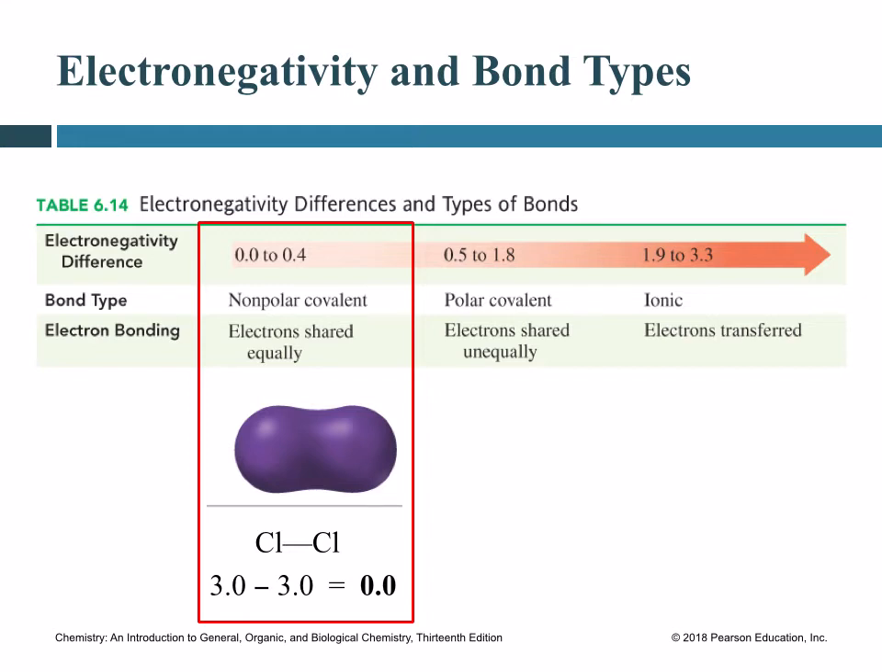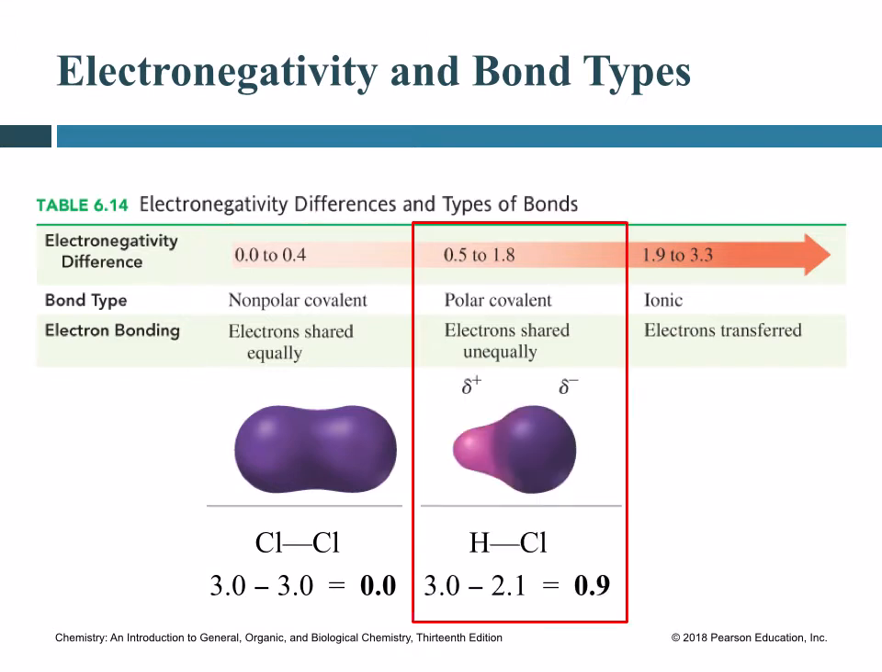When the difference in electronegativity between bonding atoms is from 0.0 to 0.4, the bond is nonpolar covalent since the electrons are shared equally or nearly equally. When the difference is from 0.5 to 1.8, the bond is polar covalent since the bonding electrons are shared unequally.